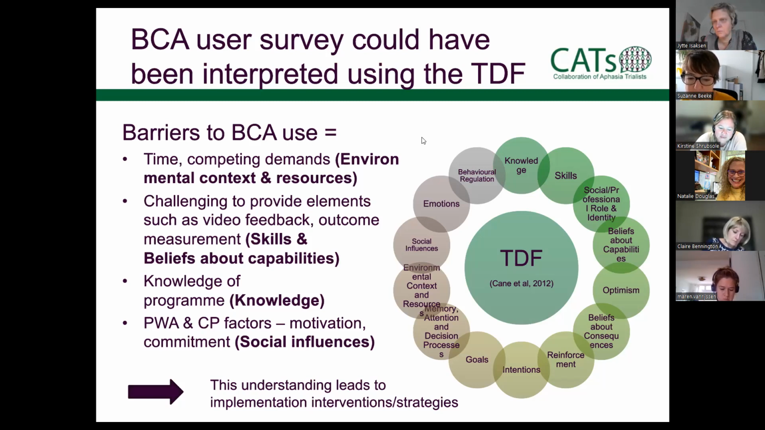And then there were factors around the person with aphasia and the communication partner themselves. So their motivation and their commitment to the intervention, which I can now see that we could understand better and unpick more if we were thinking about the social influences and understanding the barriers generally using this kind of framework. And that kind of understanding would lead us to some implementation strategies that I think would still be really useful to do as we take this work forward. And then there's one last slide, Yuda.